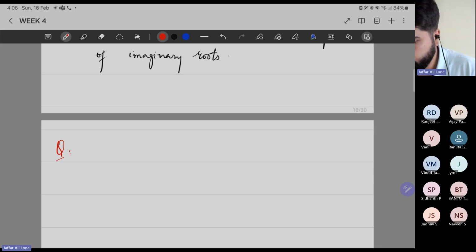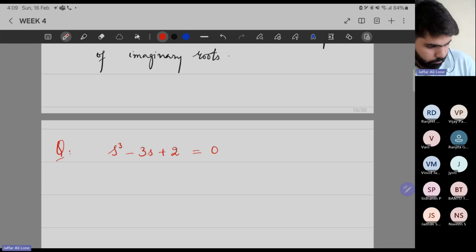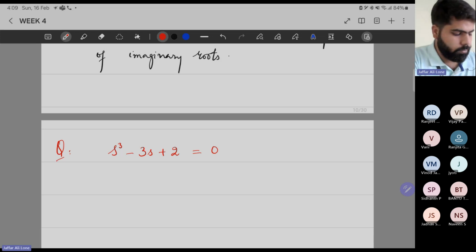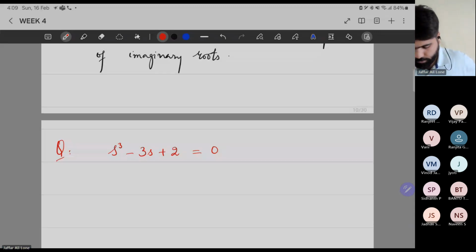Now, can you solve this question? Determine the stability of a system having the following characteristic equation: s cube minus 3s plus 2 equal to 0. It's very easy. You can straight away say whether it's stable or not, but I want the number of sign changes. They will come from the Routh's table, Routh's array.